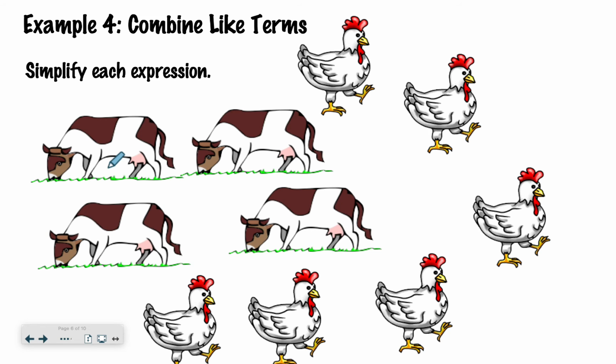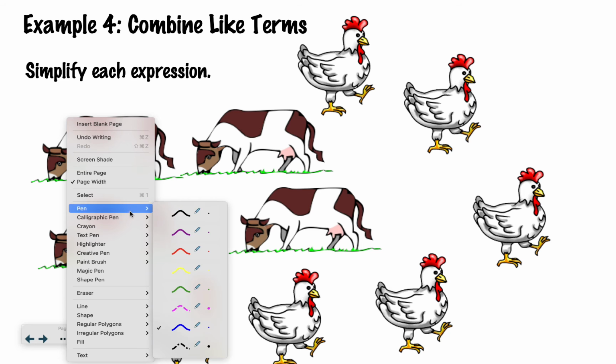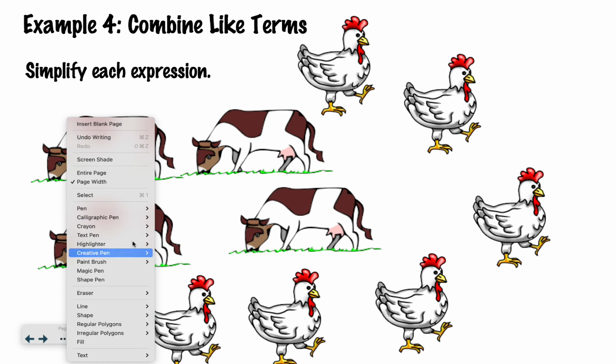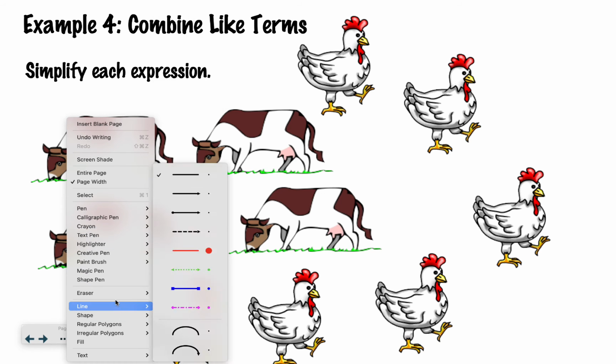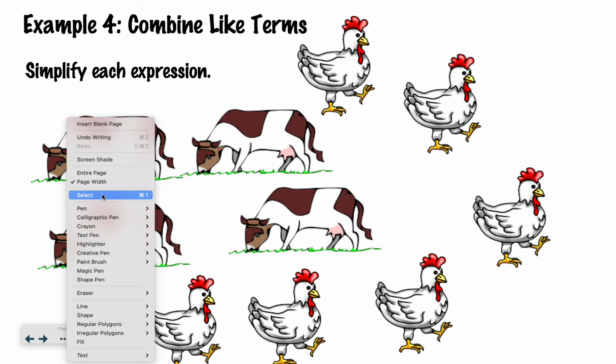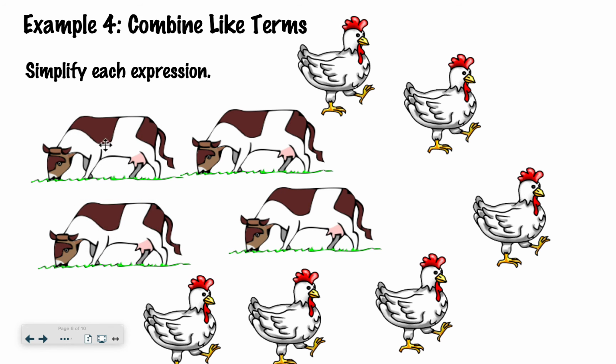All right, so now we're going to talk a little bit about combining like terms, and I know this probably looks really silly because there are a bunch of chickens and cows on your screen, and the reason I like to do this is it sometimes makes it a little easier to talk about combining like terms. So if I were to ask you to describe what is on the screen, you would probably say there are 1, 2, 3, 4 cows.